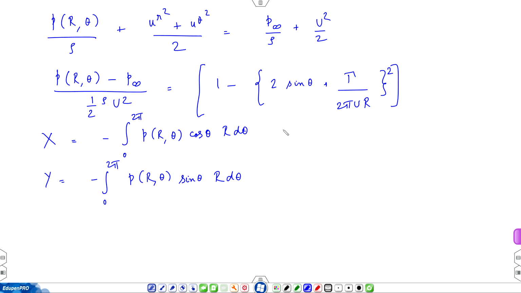It's a simple integration. So, here x continues to be 0 and y turns out to be a very important result, which is rho u gamma. So, the lift acting on this is a non-zero value.